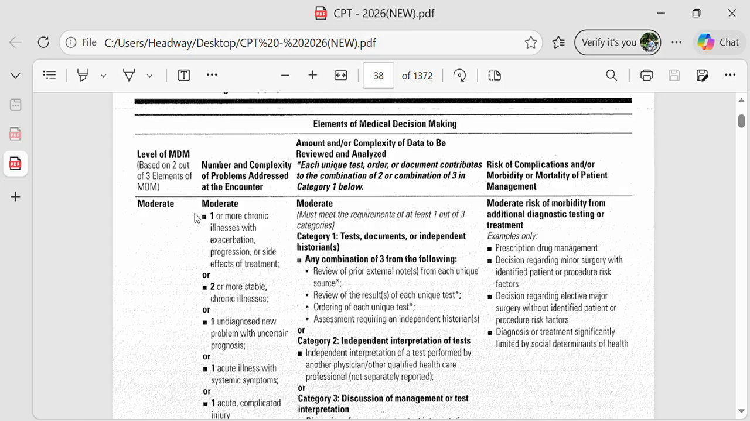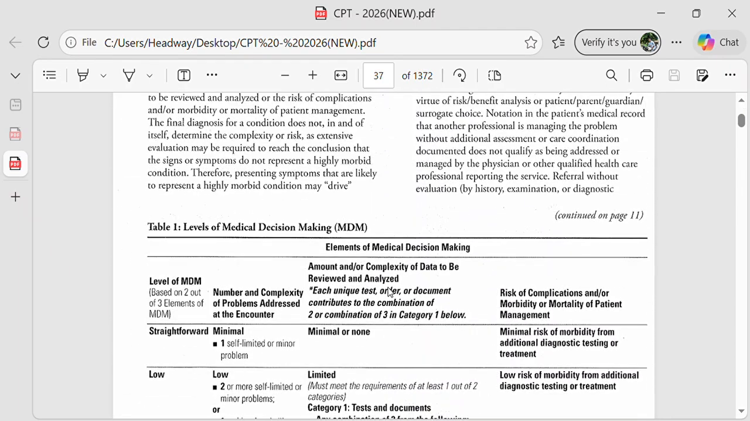Just see, first come to this, this is moderate. So see, from here the table starts. For example, for the straightforward level, the first one is the self-limited or minor problem. I don't want to explain all these things, but I just give you a brief glance at the medical decision making, what is there and what we are considering to code. That's it. Elements of decision making, first COPA, and the level straightforward.